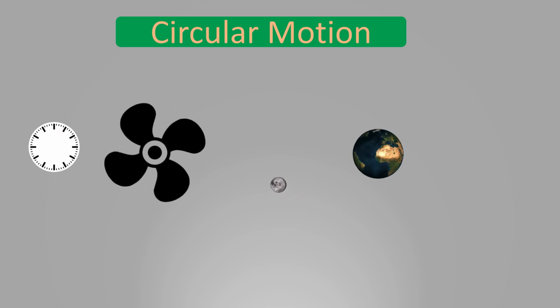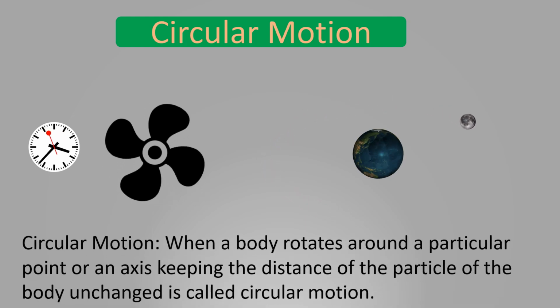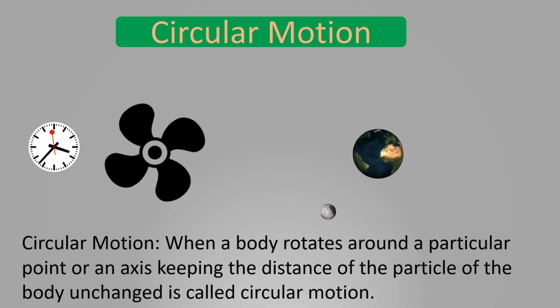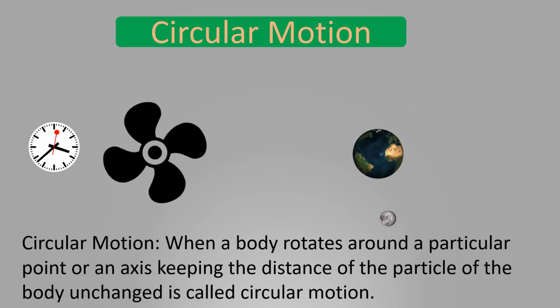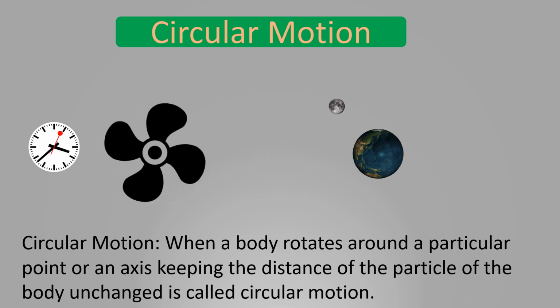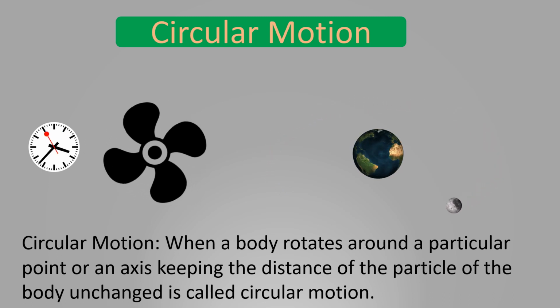So we're going to define circular motion as when a body rotates around a particular point or an axis, keeping the distance of the particles in the body unchanged. It's called circular motion. And there are a lot of examples we experience in our everyday life as circular motion.